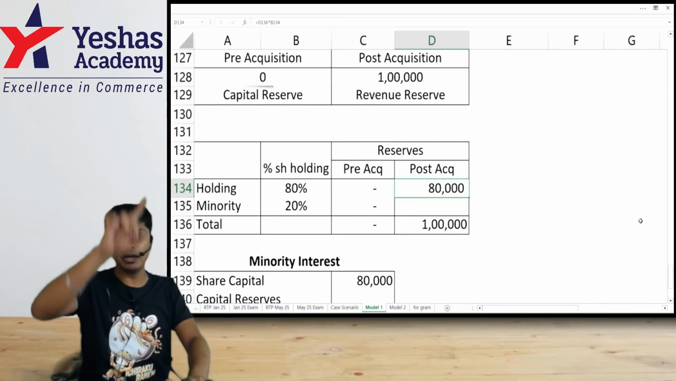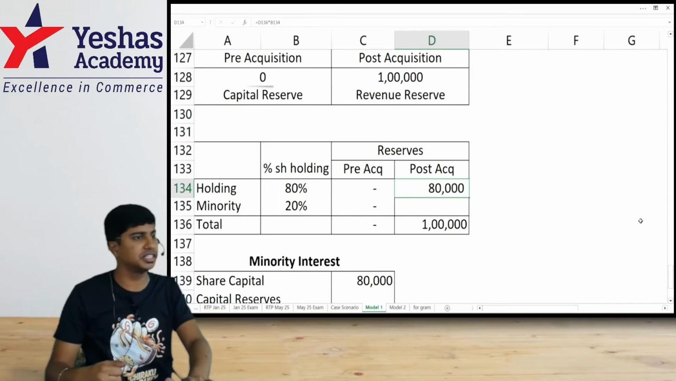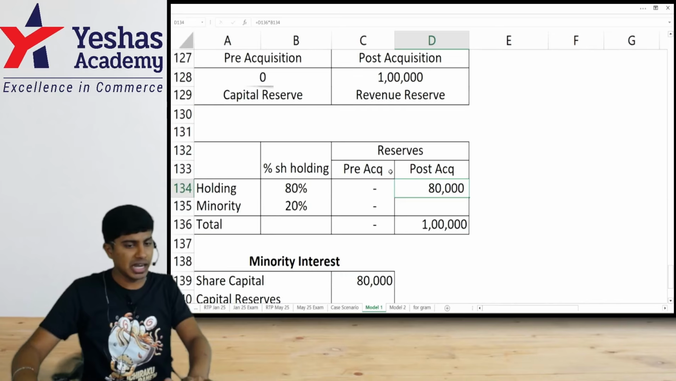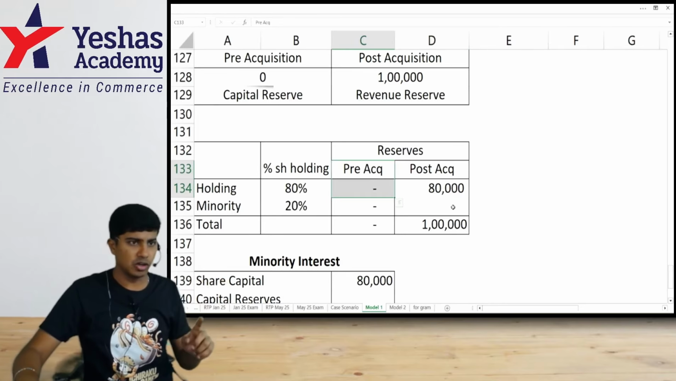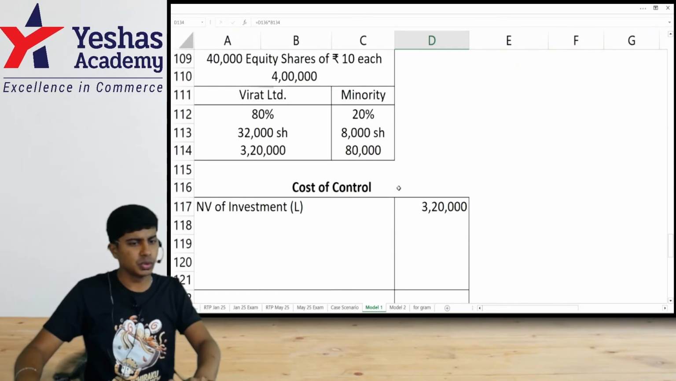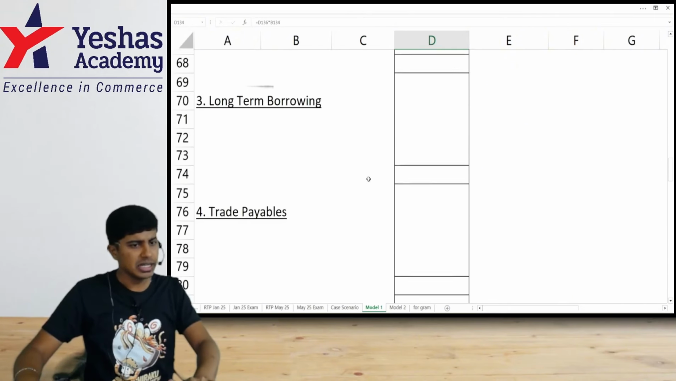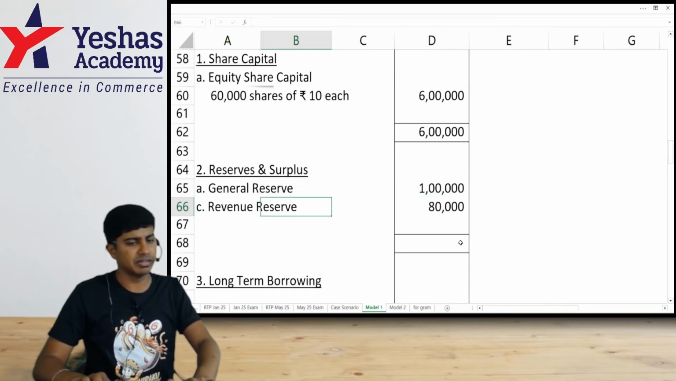This will be taken into my revenue reserve, meaning my P&L, basically reserves and surplus in balance sheets, notes to accounts. If it was pre-acquisition reserve, I would have taken it to cost of control and deducted it from book value of investment. Understood? Come on. Let's take this 80,000 to reserves and surplus. In reserves and surplus, below general reserve, I'll write revenue reserve 80,000.